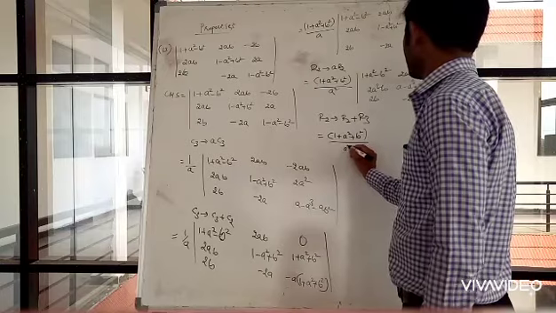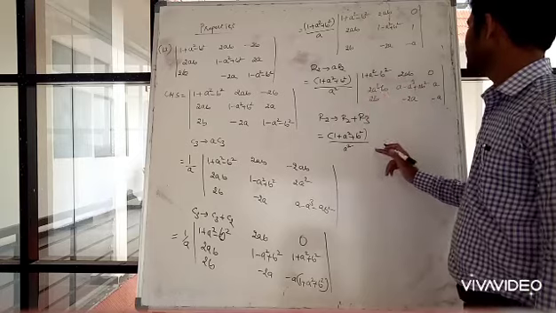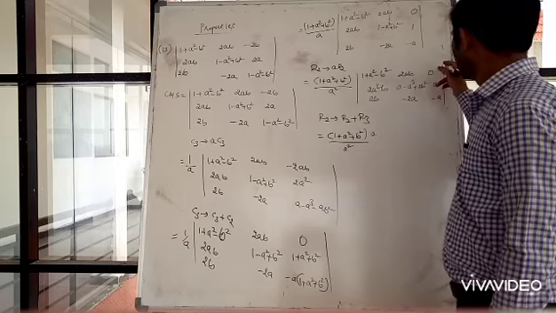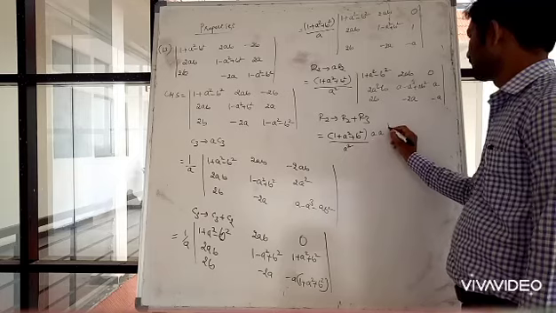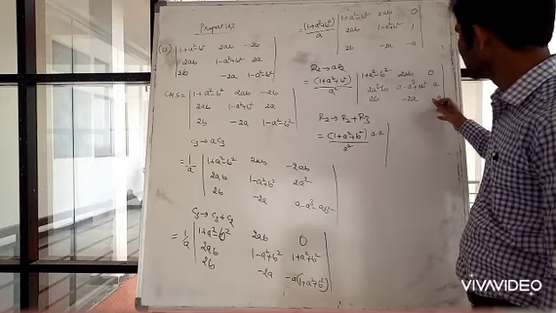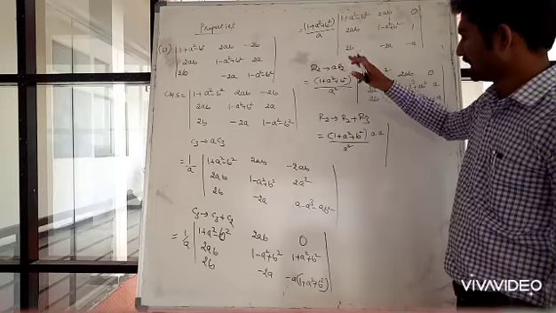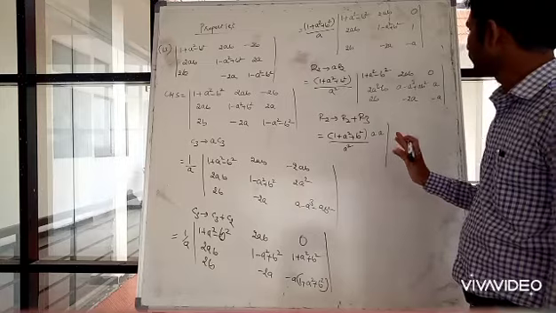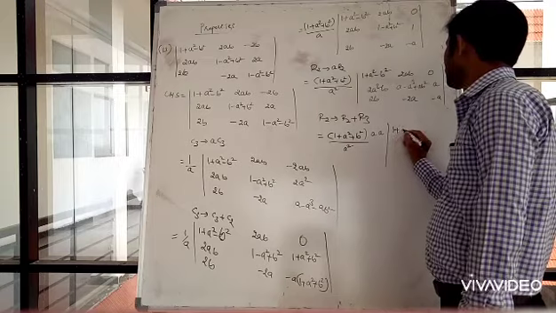Before that, here a square is there. From C2 you can take a outside. If I take a outside from C2, what happens? 1, a will come, and from C3 also 1, a into a. Taking a common from C2 and a common from C3, because a square is there downside. It is not required in RHS. In RHS only 1 plus a square plus b square whole cube is required, so denominator a square is not required. From C2 and C3 we take a outside. So what will remain?